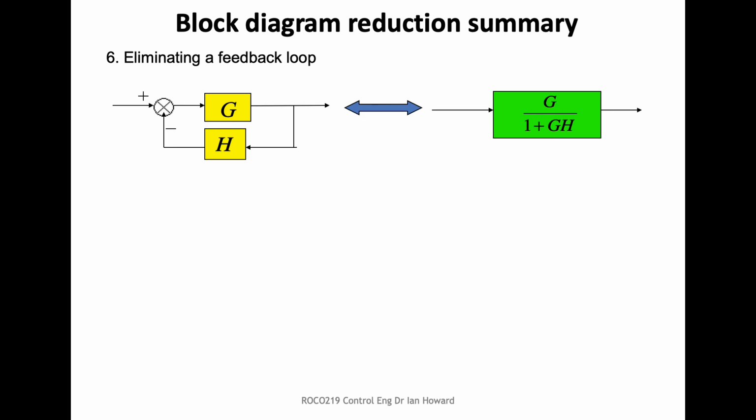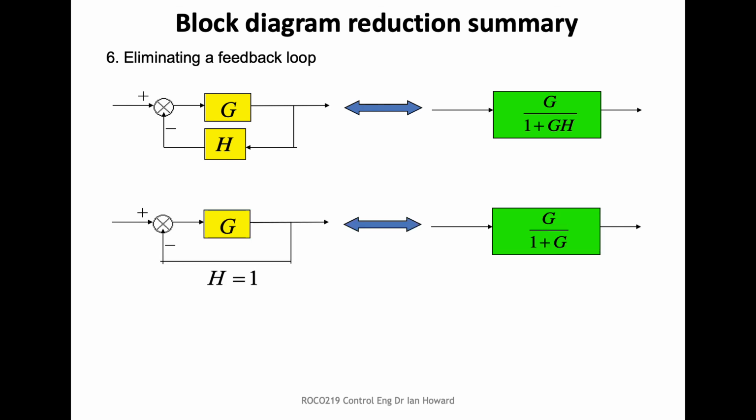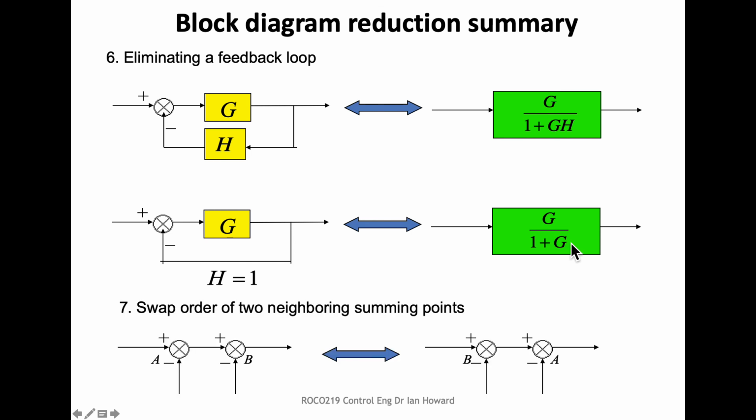And the eliminating feedback loop, we've done that one already. Again, that's one of the most useful formulas that you'll come across in control engineering probably. And the special case, of course, is when H is 1, in which case the H there turns to a 1 and we end up with an even simpler formula.